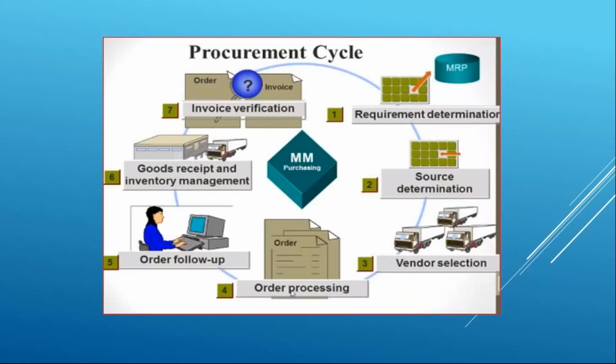After the source is determined, they will finalize or select the vendor. That is called vendor selection. Once the vendor is selected, a purchase order will be sent. A purchase order is a legal document which goes out of the company to the vendor.